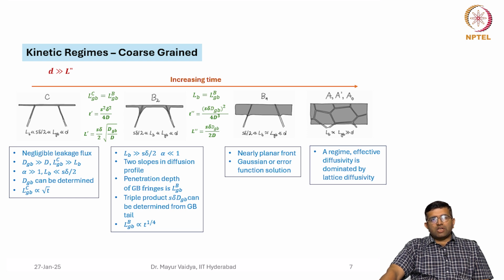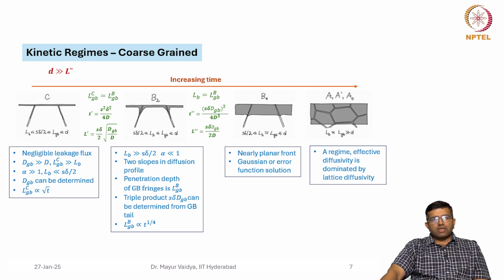So, let us say we start with the C regime. C regime means you do not have a leakage flux. The grain boundary diffusivity is much higher than the lattice diffusivity D, which also means that the characteristic grain boundary length in the C regime is much greater than the bulk diffusion length, which is LB. LB is nothing but root Dt.